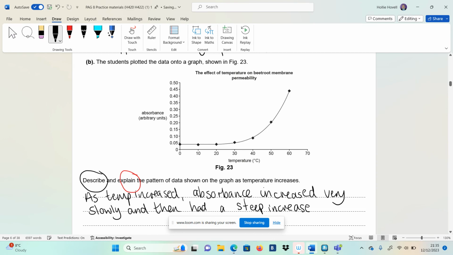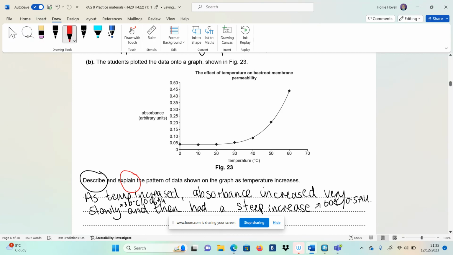It doesn't say it in this mark scheme, but it would be better if we reference numbers. So we could say it increased very slowly until 30 degrees C, up until 0.06 arbitrary units, and then a steep increase up until 60 degrees C, up until 0.5 arbitrary units. So it is good practice to put numbers in, even though they haven't asked for them here.